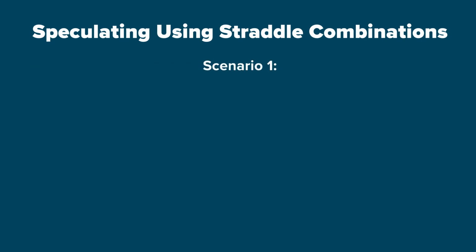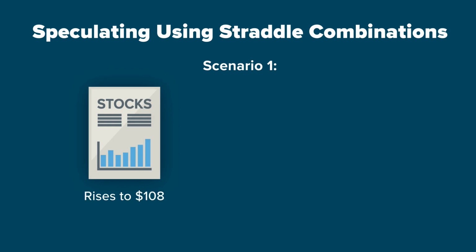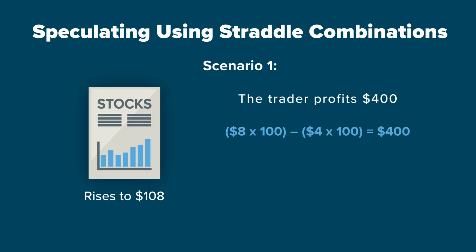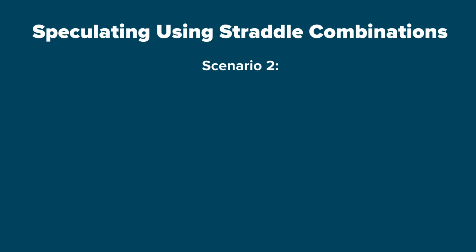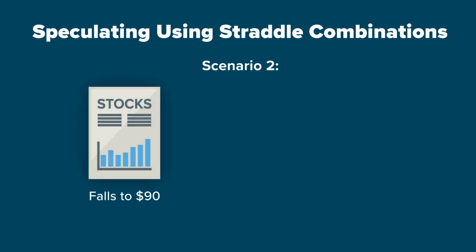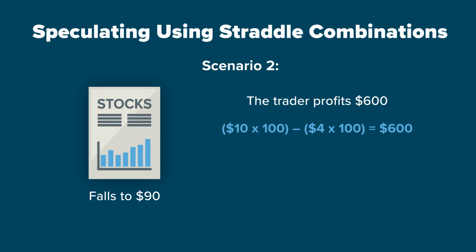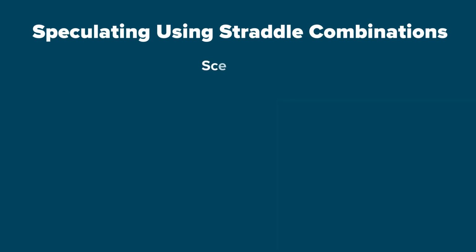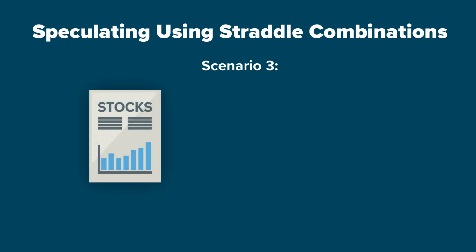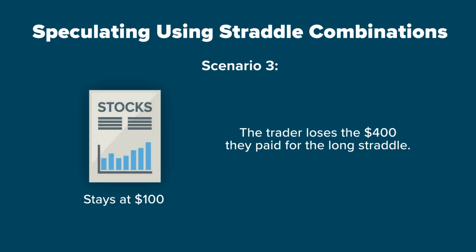Scenario 1. After earnings, XYZ stock rises to $108. The trader profits by $400. Note that the trader could earn even higher profits the higher XYZ stock rises. Scenario 2. After earnings, XYZ stock falls to $90. The trader profits by $600. Note that the trader could profit more if XYZ stock falls to an even lower price range. Scenario 3. After earnings, XYZ stock stays at $100. The trader loses the $400 they paid for the long straddle.